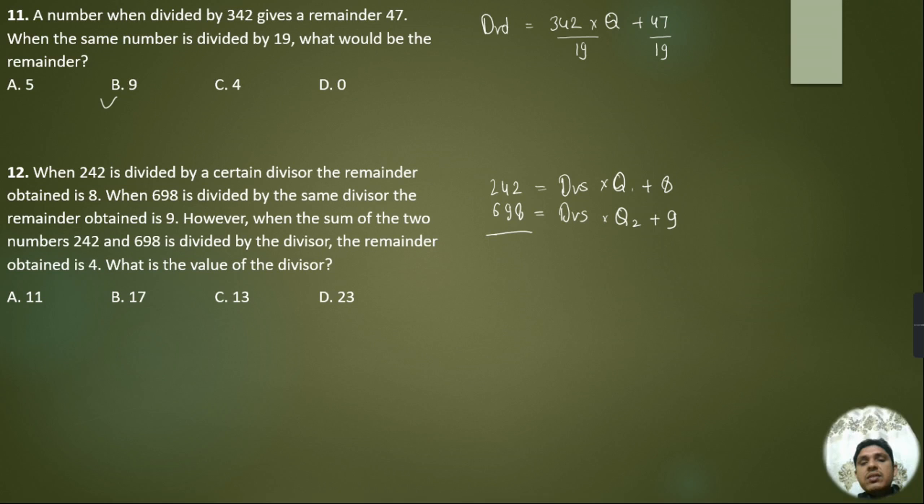So for finding this, just find the sum of these two. So this will be 8, this is 4, and this will be 9, right? However, on the sum of two numbers divided by a divisor, the remainder obtained is 4. So when finding the sum of these remainders, this will be 17, right? And it is saying that if the remainder obtained is 4, so the divisor must be 17 minus 4, that is 13, right? So hence answer of this question should be 13.